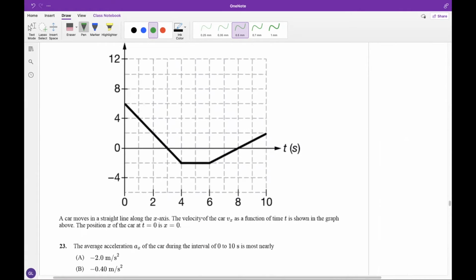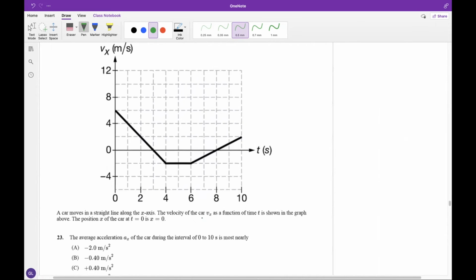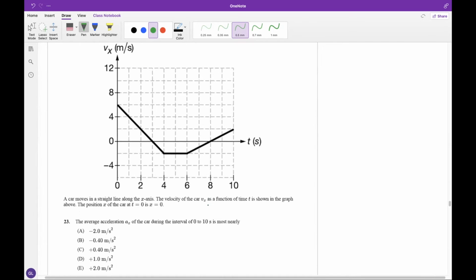Oops, and just so that we know what kind of graph this is, velocity. Okay, we're going to go ahead and call it time there. So let's go ahead and see here.